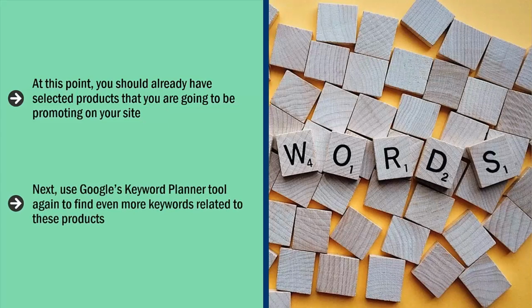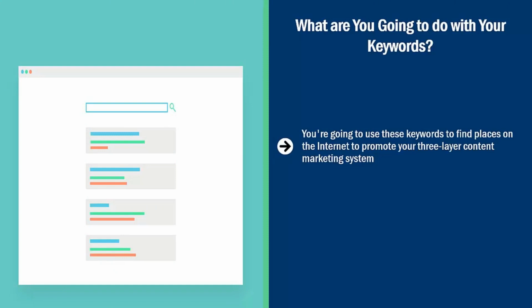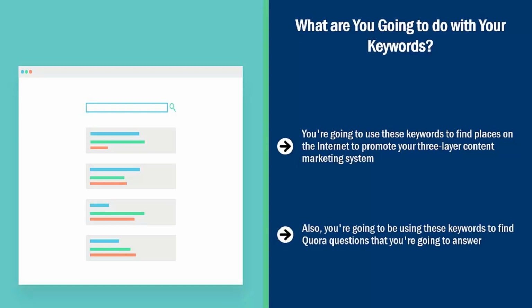Next, use Google's Keyword Planner tool again to find even more keywords related to these products. At the end of this process, you should have a long list of pages full of keywords that are related to the products that you are promoting. What are you going to do with your keywords? You're going to use these keywords to find places on the internet to promote your 3-layer content marketing system. You are also going to use these keywords to help guide you through the content creation process. You're going to incorporate some of these keywords into the content that you produce.